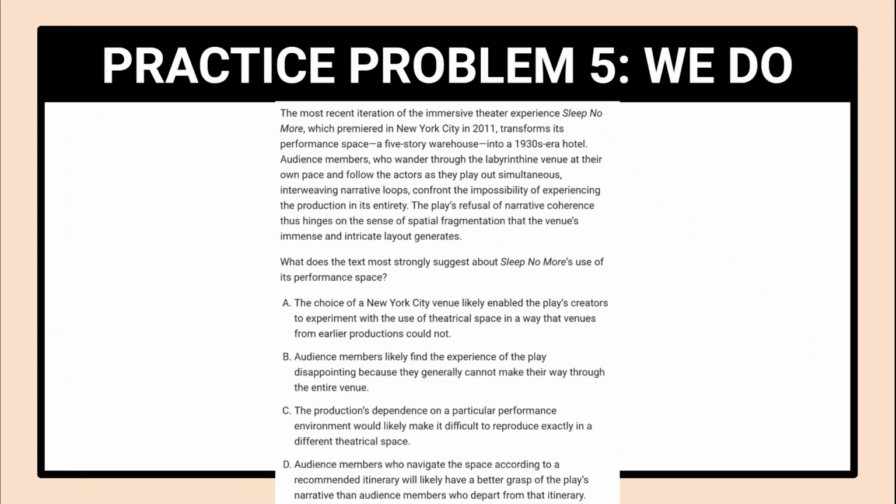Now, we can see that the text says the production's use of large winding space has a very specific effect on the audience. Because the space itself is so important to creating the effect, it would be very difficult to reproduce the production in a different space, because the space is what gives us the effect. So because of that, C is what really focuses on the option, because it's difficult to reproduce in a different theatrical space because of the particular performance environment.